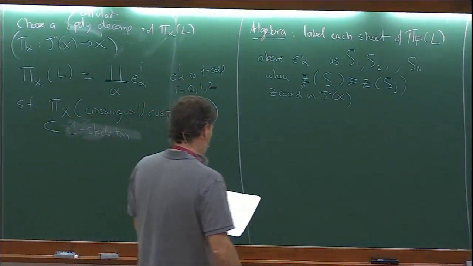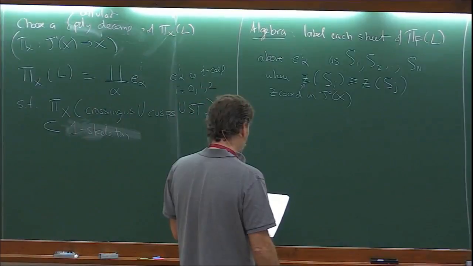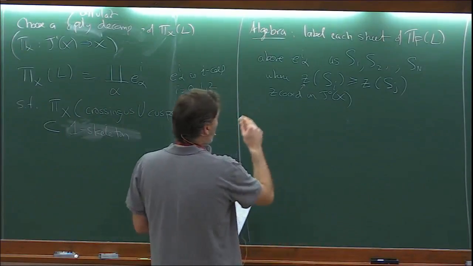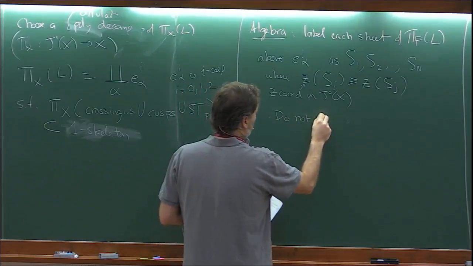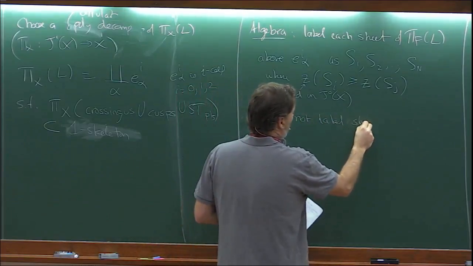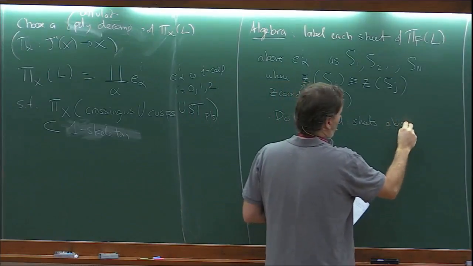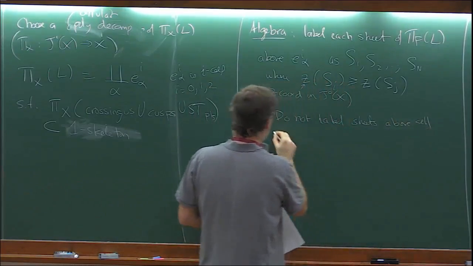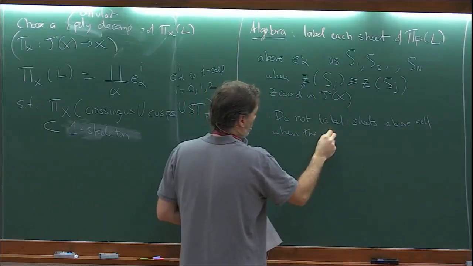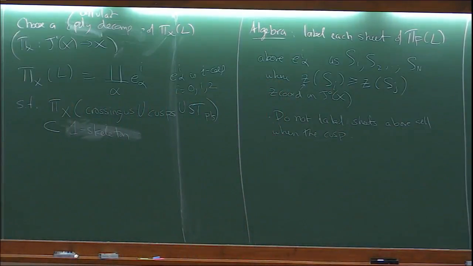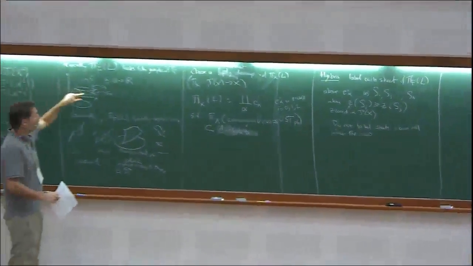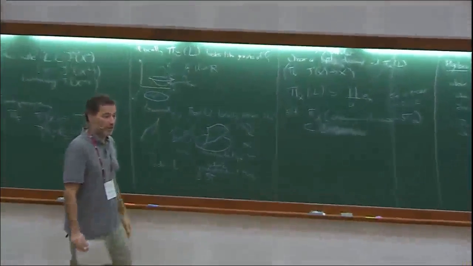Okay. Oh, and with one caveat, do not label sheets above cells when they cusp. So actually here, in this case, I've got 2 sheets over the 2-cell and no sheets over the 1-cell or the 0-cell, because both sheets are cusping over the 1-cell and 0-cell.